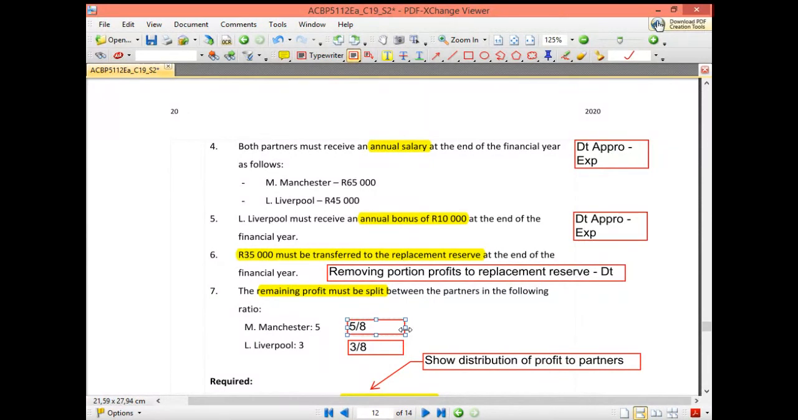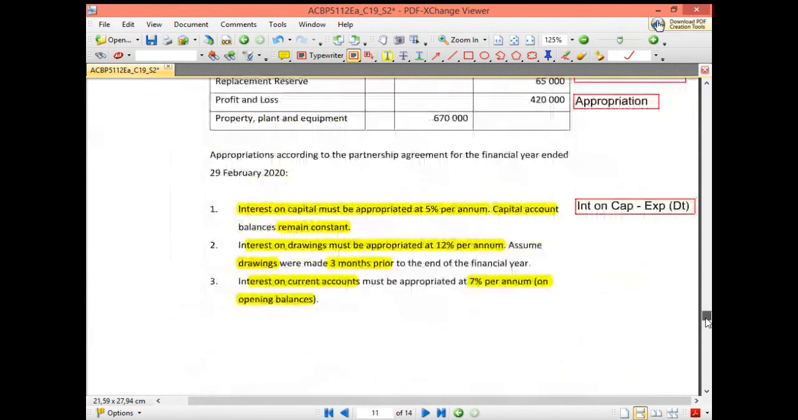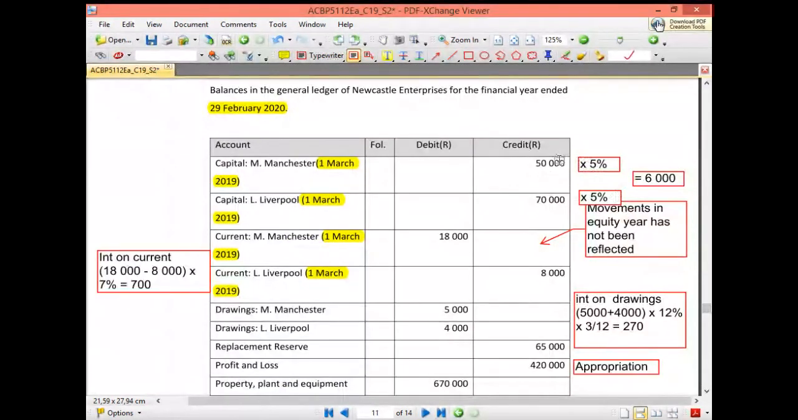If they do not give you this split, however, you would use your capital balances here at the top to do the profit ratio. So it would be 50 over 120 or 70 over 120 if the ratios are not provided. Okay, so that's just important to note in case they ask it like that. Okay, now based on this information, I'm going to share the Excel. Let's see how we now actually complete the appropriation account based on the information provided.